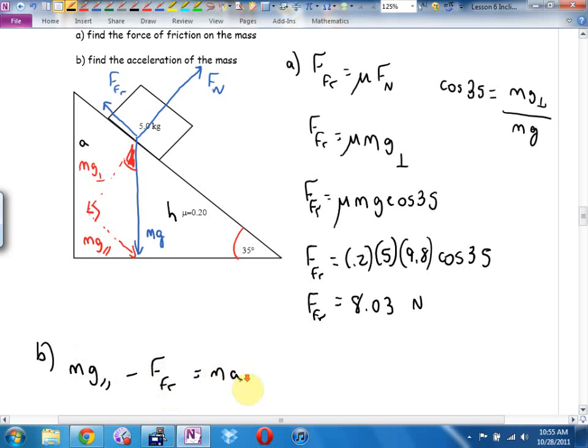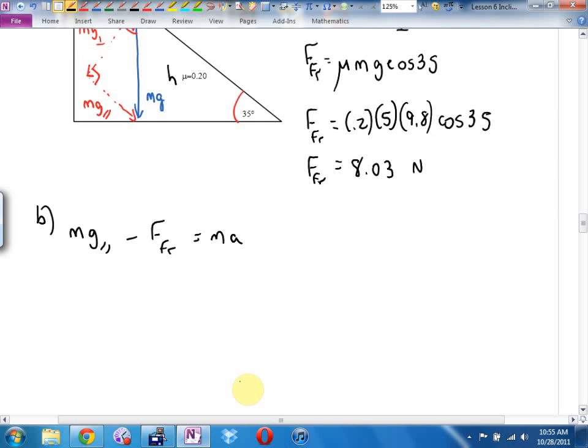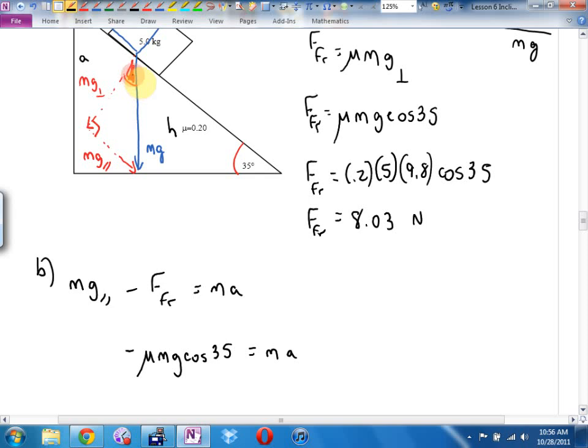Now, I know that friction is 8.03, but actually, I'm going to plug in the algebraic expression to show you something kind of nerdily cool. mu mg cosine of 35 equals ma. What about mg parallel? What's that? Well, here's my angle, Brianne, opposite, adjacent or hypotenuse? Which trig function? In fact, without showing work, are you okay if I go, I'm pretty sure this is mg sine 20. It is mg sine 25. Is that okay? 35? Sorry, I'm thinking the angle from last time.